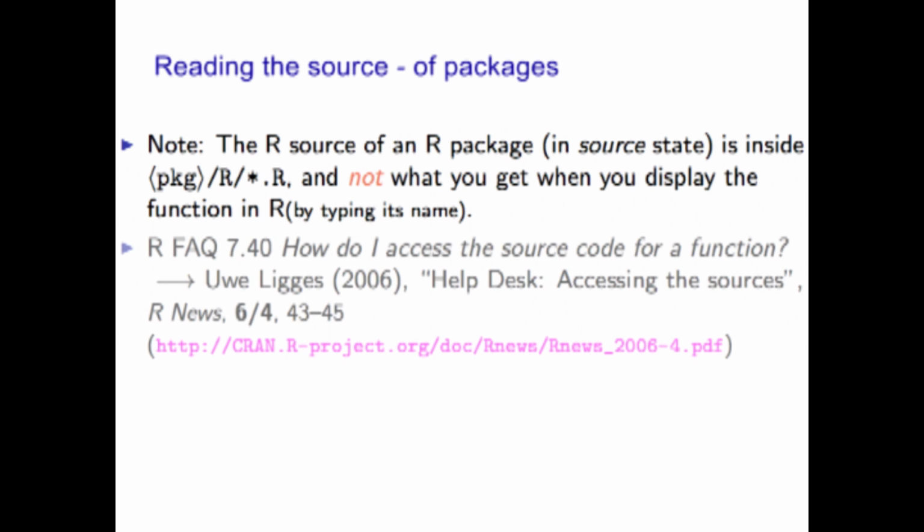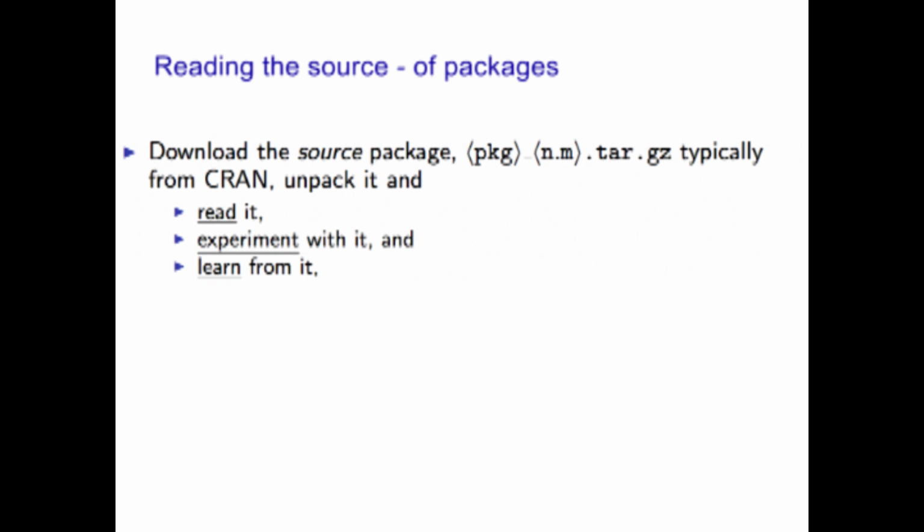And there is an R FAQ, frequently asked questions about R, FAQ 7.40, how do I access the source code for a function? And almost 8 years ago now, there was an article by Uwe Ligges, one of the younger members of R-core, about accessing the sources in R News, and there's even the link up here, still working. So basically, it's what I say here: download the source package from CRAN or from GitHub. So that's the one that ends in .tar.gz, not anything else, because otherwise it's not the source package. Unpack it, read it, experiment with it, and learn from it.